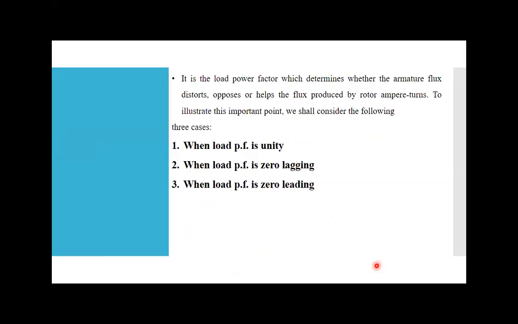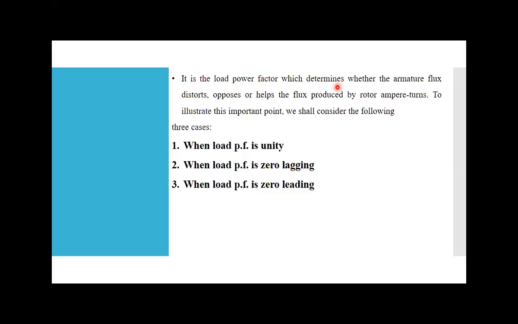Now we have three cases of the armature reaction, because I have three types of load, as I already told you. Either a purely resistive load with power factor unity. So the first case is when my load power factor is unity. If I have an inductive load, then the second case is when my load power factor is zero lagging. If I have a capacitive load, then the third case is when my load power factor is zero leading. So we have to learn about the three cases: either my power factor is unity, or lagging, or leading.